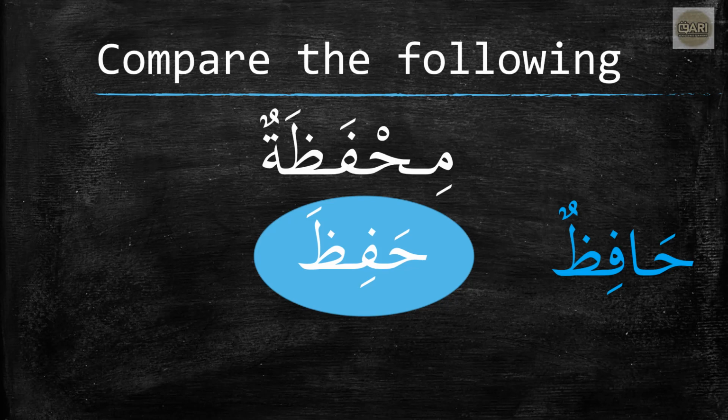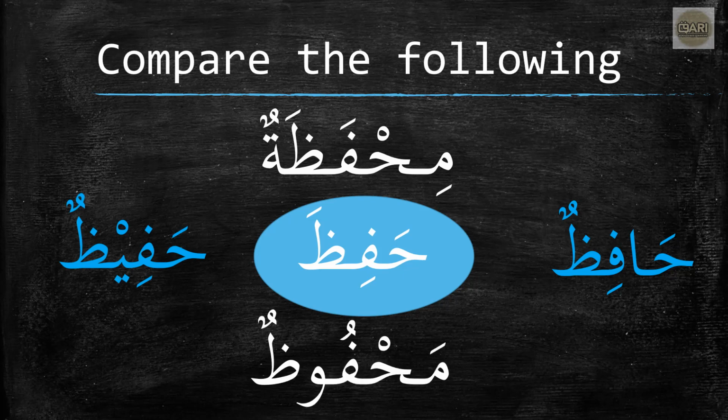حافظ, محفظة, حفيظ, and محفوظ. Do you see anything that all of these words have in common? If you noticed that they all had the three root letters, ha, fa, and dha, if you noticed that they shared those three letters, then you're absolutely positively correct.